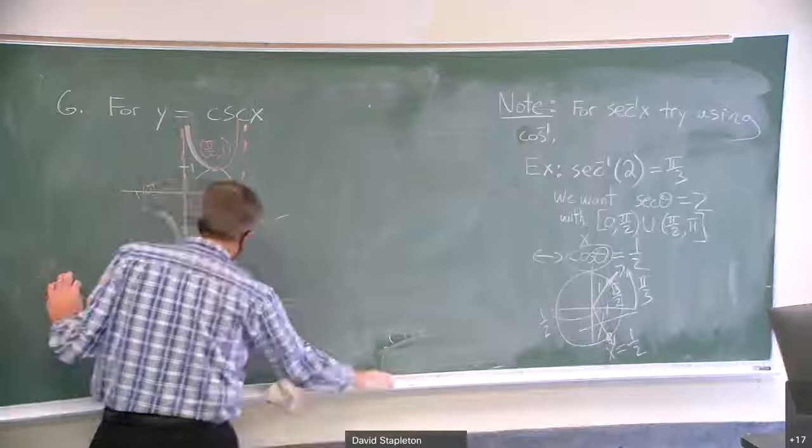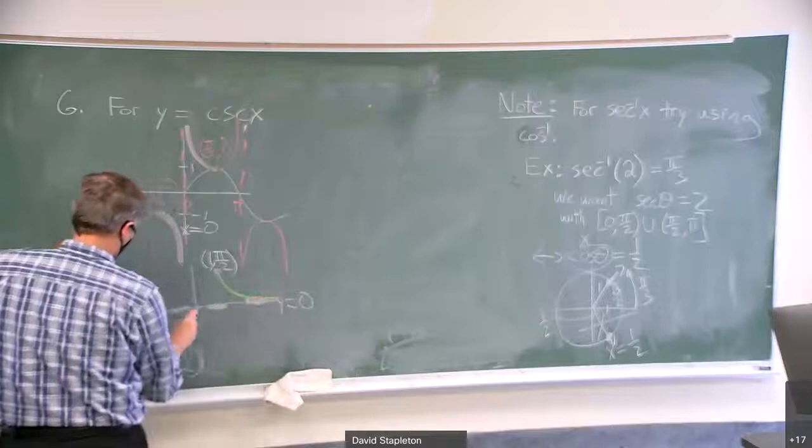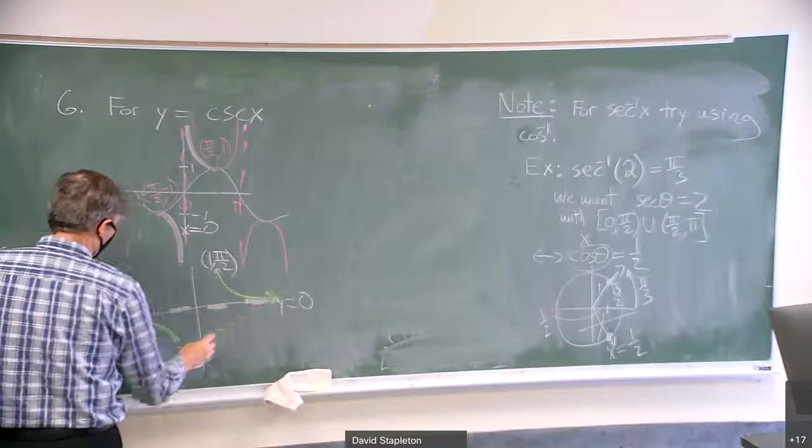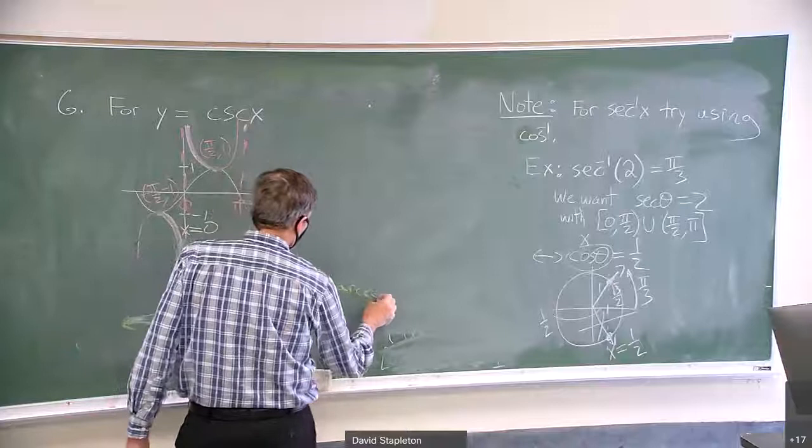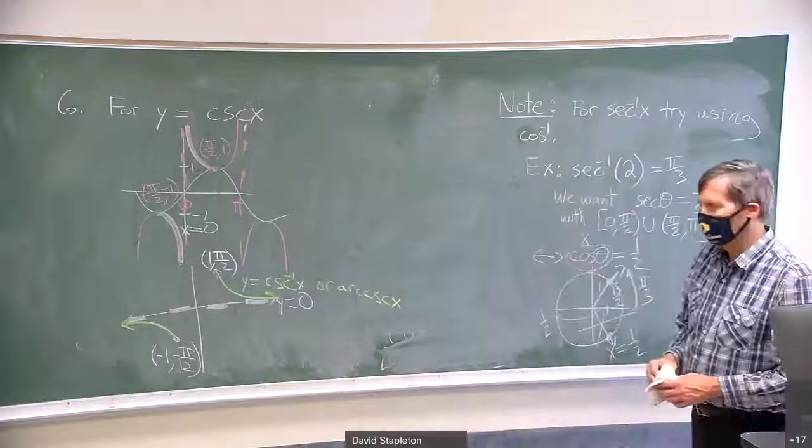Evidently, this one goes out like this, and this one goes over like this, both of them approaching the asymptote, one on each side. There is the inverse cosecant of x, or arc cosecant of x. How about that? But once again, to find inverse cosecant of angles, you usually use arc sine instead.